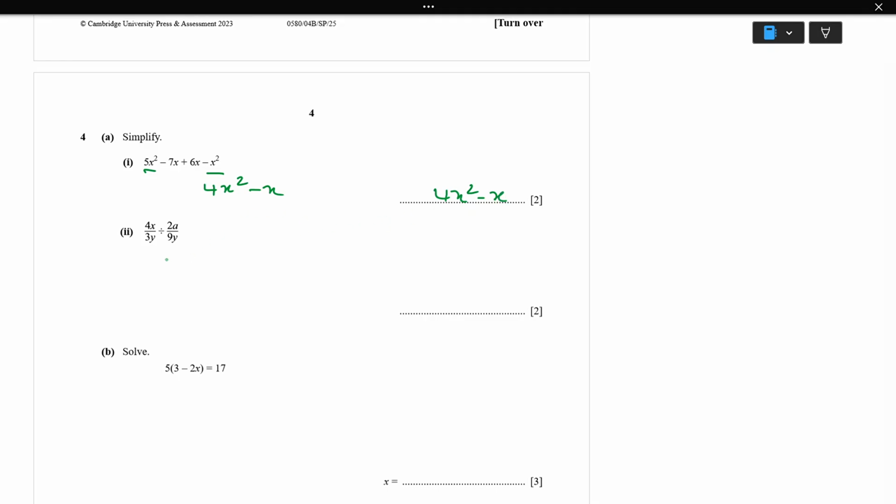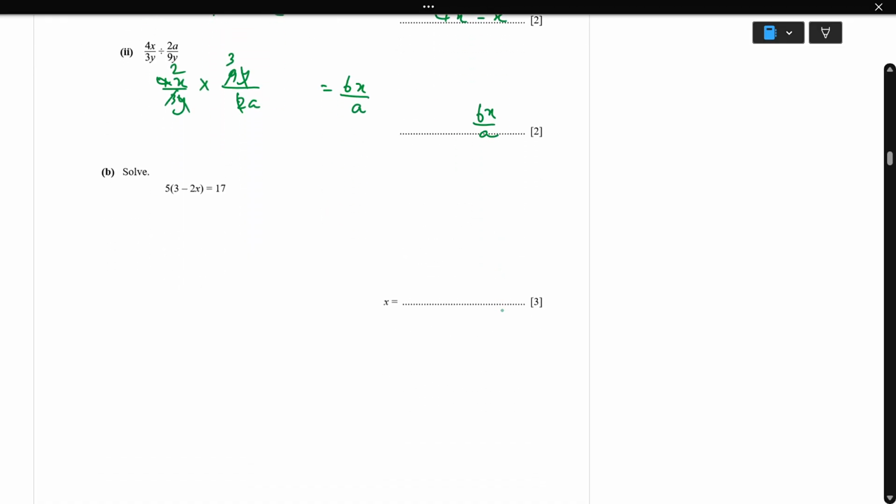The next question, yeah, here 4x by 3y. The division I will change as a multiplication. The second part will be 9y by 2a. Okay, then here we can simplify this 2 and this 4, which is 2. This 3 and this, here y got cancelled. The answer is 6, and the rest is 6x by a. That's it. 6x by a is the answer.